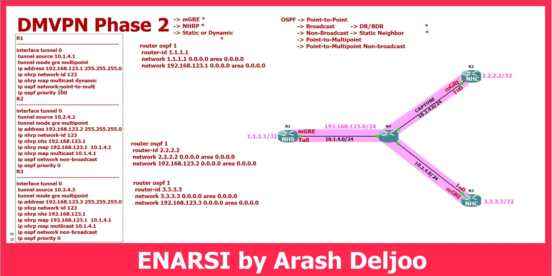Let me remove the priority command, and we are only configuring the network type as point to multipoint. That's it. And we don't have the priority command because we don't have a DR and BDR election. Let me show you what is happening.